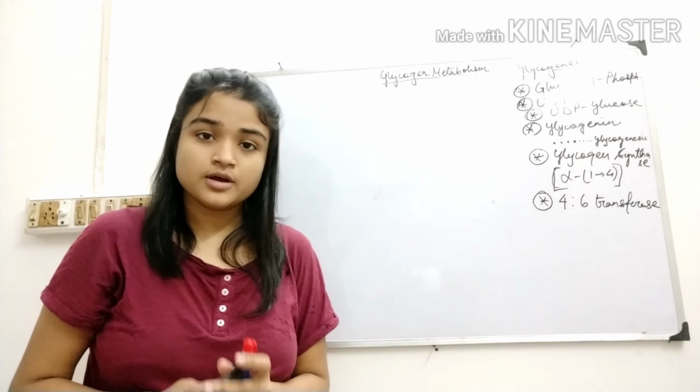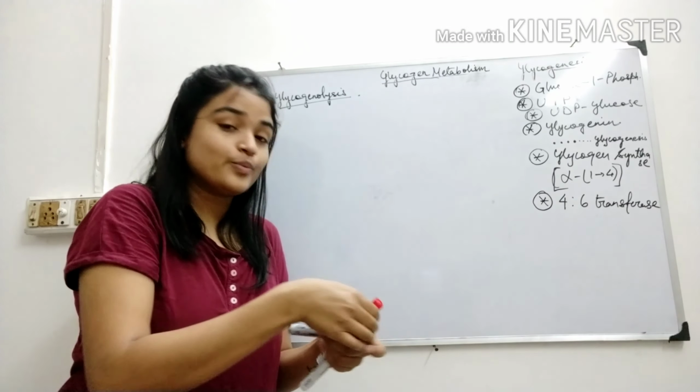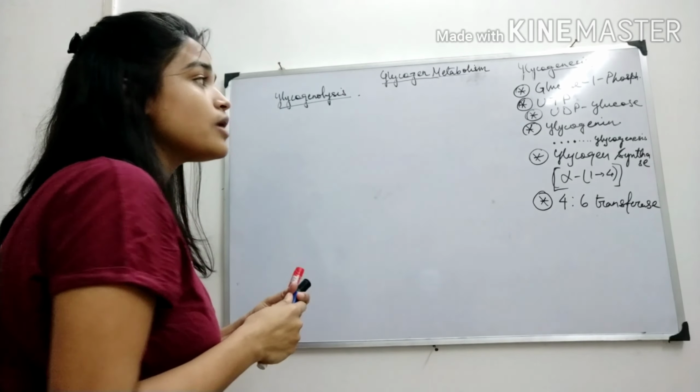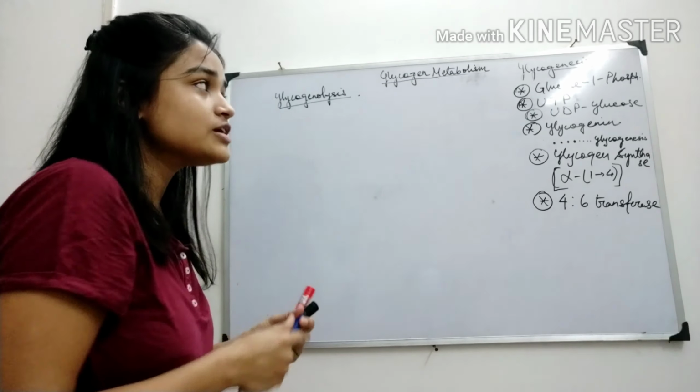Now in case of glycogenolysis, that means glycogen degradation, the product that will be formed will be glucose 1-phosphate. That's obvious, because from glucose 1-phosphate we were getting glycogen. So the end product we can say is glucose 1-phosphate. At the same time glucose will also be produced, free glucose without any phosphate group attached.